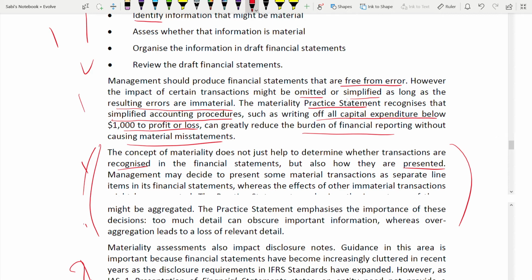So they may decide to present. See, you're talking from the point of preparers and users. Now you're talking from the point of preparers. For preparing also, this is helpful. So management may decide to present some material items. Management means the preparer. Management is the one who's going to prepare. Users are the lenders, creditors, and investors. So they may decide to present some material transactions as a separate line item. Correct, no? You might present material transactions in separate line items in financial statements, whereas the effects of other immaterial transactions might be aggregated. You see?